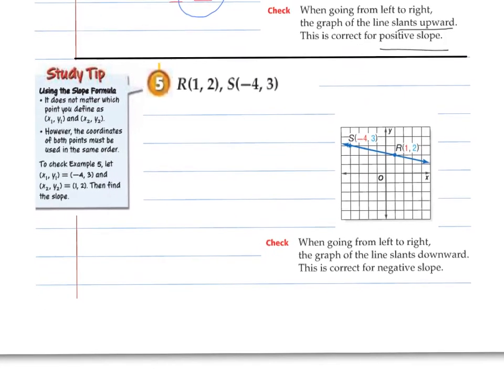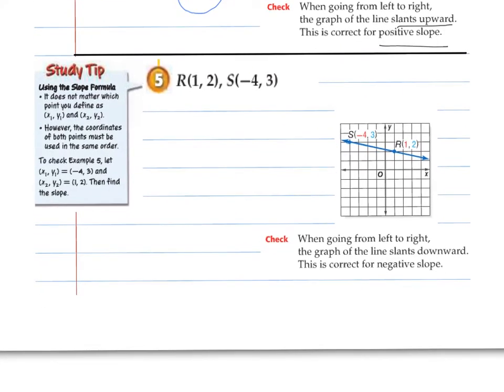Another example below, using these ones. So again, it doesn't matter which point you define as x1, y1. I usually just go left to right. This is my first point. This is my second point. Sometimes you may see that numbers look easier, so you can make this your second point, first point, as long as you keep them together in that order.